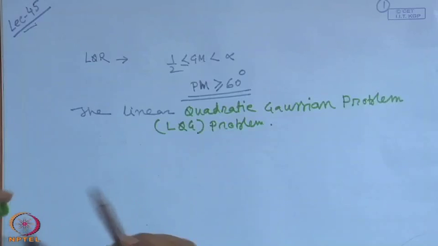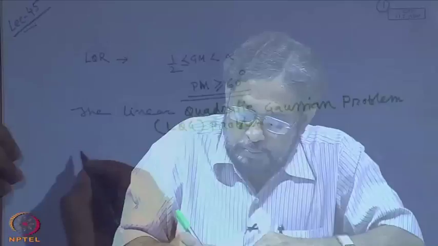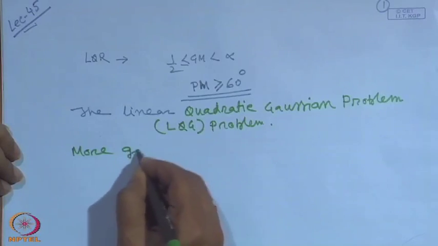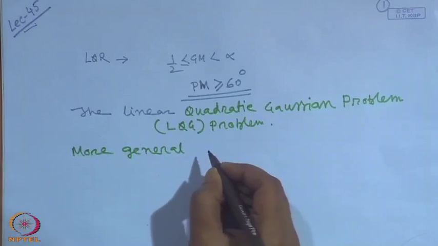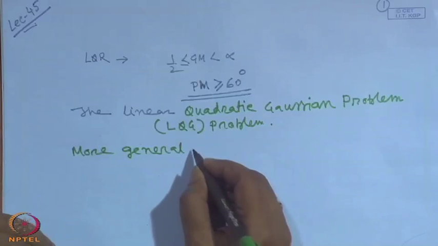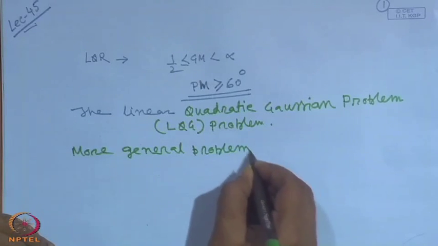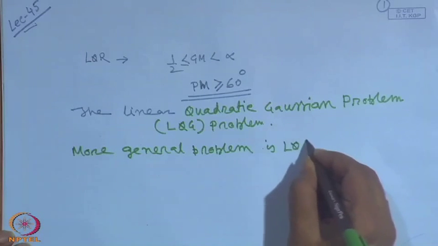In the LQR design problem, there is a restriction while we are designing the controller. The first restriction is that the system is deterministic. But in real practice, in the real world, the system is in a stochastic environment, so we have to design a controller under that environment. So the more general control problem is the LQG problem.